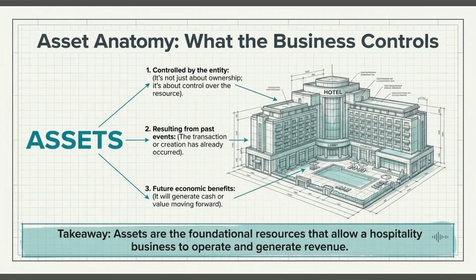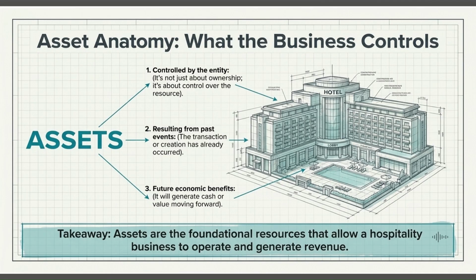The formal definition of an asset has three parts, and every one of them has to be satisfied. If any one fails, the item is not an asset. Assessments test this by giving you an item that satisfies two of the three. So read them carefully. First, controlled by the entity.